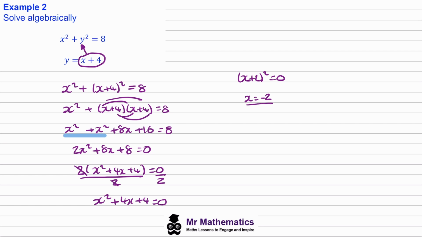Remember that we still need to find the y value. So we'll substitute x equals negative 2 into the linear equation. So y will be negative 2 plus 4. So y will be positive 2.